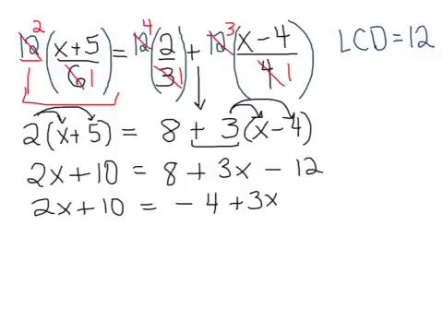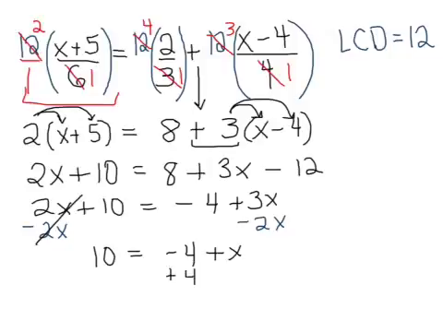Finally, we need to isolate x. So if we want to, we can subtract 2x from both sides, or we could subtract 3x from both sides, but I like positive numbers, so I'm going to subtract 2x from both sides, giving me over on this side 10 equals negative 4 plus x. And then lastly, I'm going to add 4 to both sides to get the x isolated, and that gives me 14 equals x. Hope that makes sense and helps you with those fraction-y problems in the future.